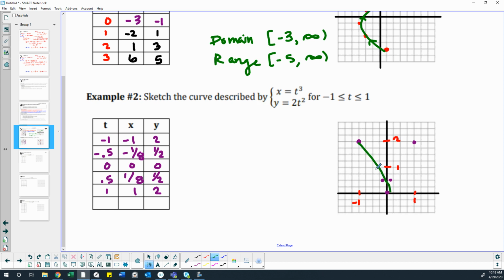I didn't draw that very well. I cannot hit the dots, guys. Yeah, you know what I'm trying to do. Anyway, sort of this shape.